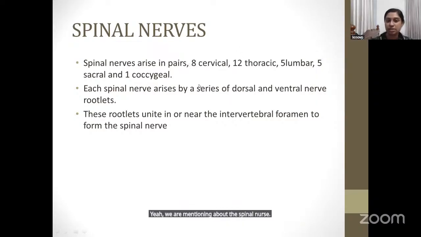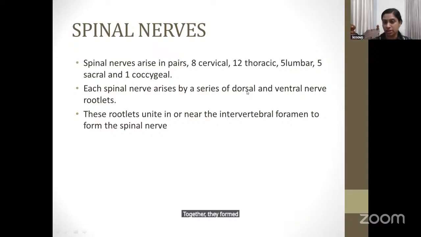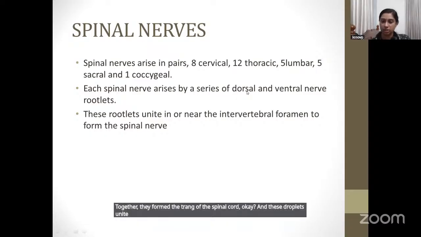Each spinal nerve arises by a series of dorsal and ventral rootlets. As we have already mentioned, there is a dorsal root and a ventral root. Together, they form the trunk of the spinal nerve. And these rootlets unite in or near the intervertebral foramen to form the spinal nerve.